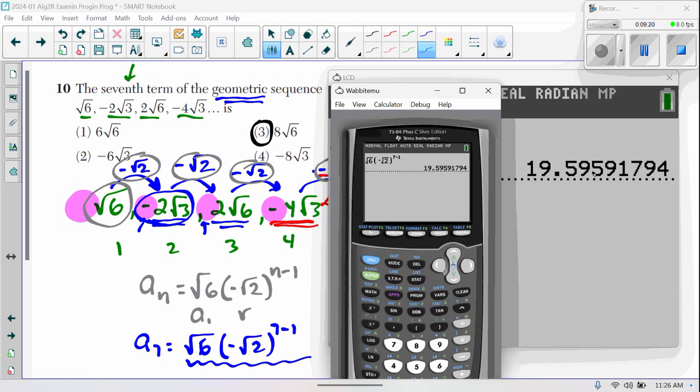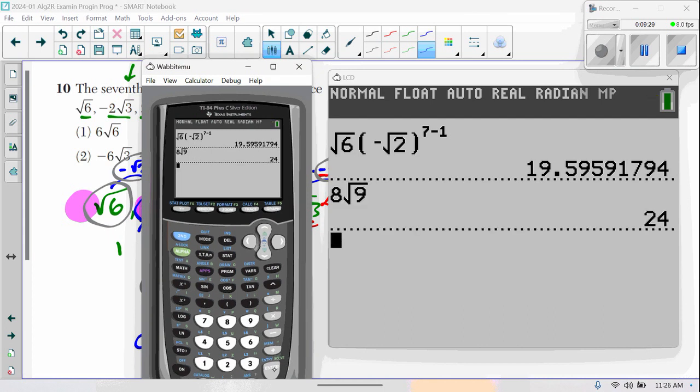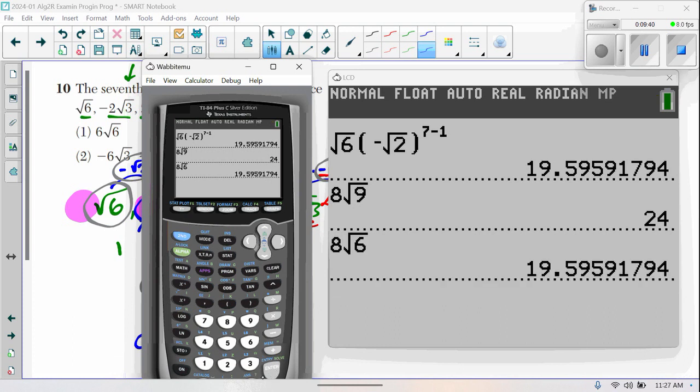And we said it's choice 3, right? So it should be 8 times the square root of 6. And if I hit enter, yeah, okay, I should do the square root of 6, not 9, huh? Guys, Mr. Visca's having a tough day. And there you go. There's your 19.59, et cetera, et cetera.